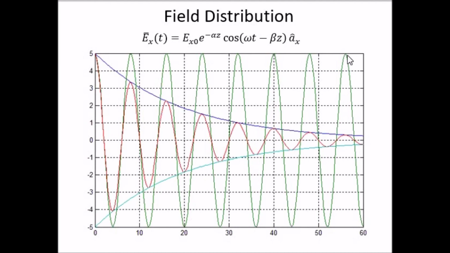So in a perfect dielectric or lossless dielectric, we have only this propagation term, the cosine omega t minus beta z term. But in a lossy dielectric, the wave will propagate and also be lost. So the magnitude of the wave will be gradually decreasing or diminishing. So this is the field distribution for the electric field. You can get a similar plot for the magnetic field also.